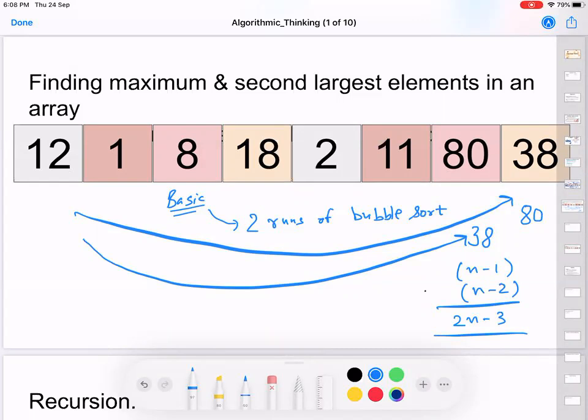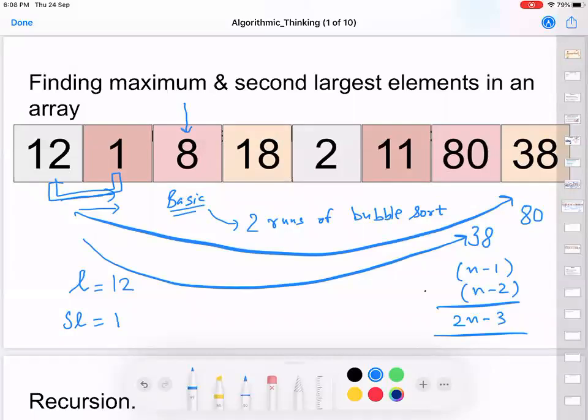So here I'm running these comparisons 2 times. Is there a better way to do this? What if I use 2 variables instead? Let me take 2 variables, one for the largest and one for the second largest. And what you can do is compare these initial 2 elements, keep, let's say, 12 as the largest and 1 as the second largest. Then starting from this third element, I can start my comparisons.